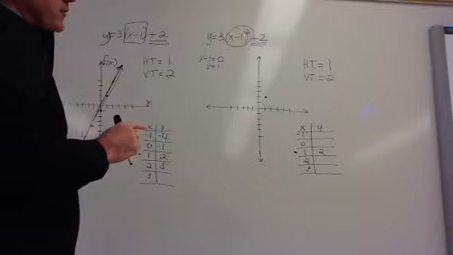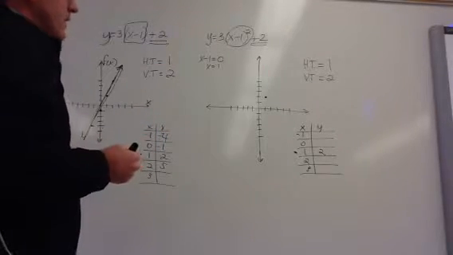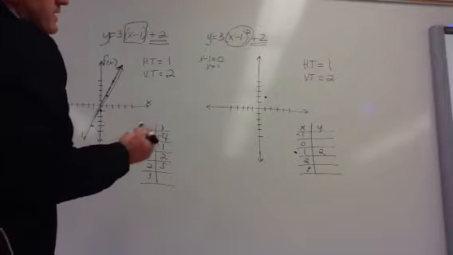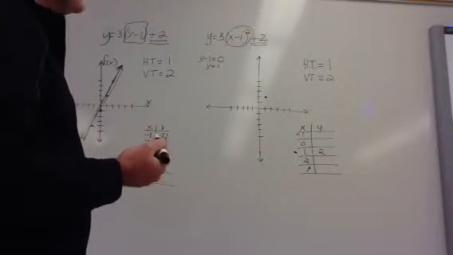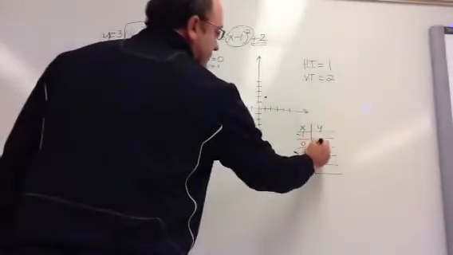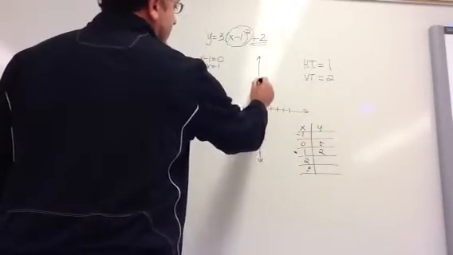4 times 3 is 12. 12 plus 2, let's put in 0, sorry. 0 minus 1 is negative 1. Negative 1 squared is 1. 1 times 3 is 3. 3 plus 2 is 5. So you get 0, 5.